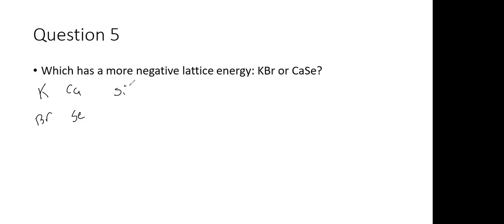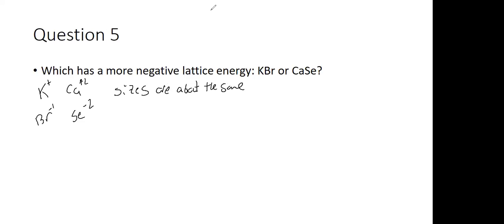If we look at the sizes, they are about the same. Br is a little bit smaller than Se, but they're relatively the same. So the thing that this comes down to is charge. K has a +1 charge, Ca has a +2 charge, Br has a -1 charge, Se has a -2 charge. We know that by looking at our periodic table.